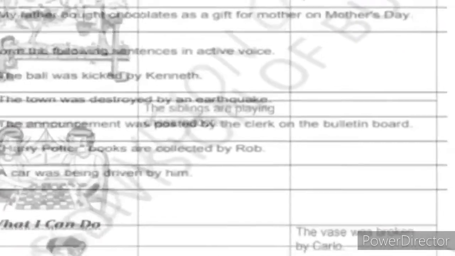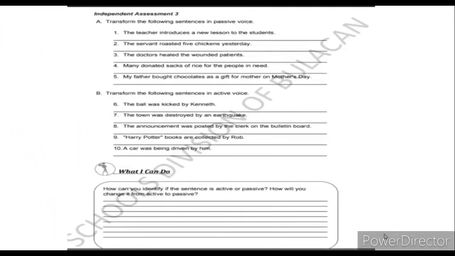Let's proceed to the next page, Independent Assessment 3. For letter A, transform the following sentences in passive voice. The sentences in letter A are all in active voice, so your task is to transform them into their passive voice. Let's have number one for example.